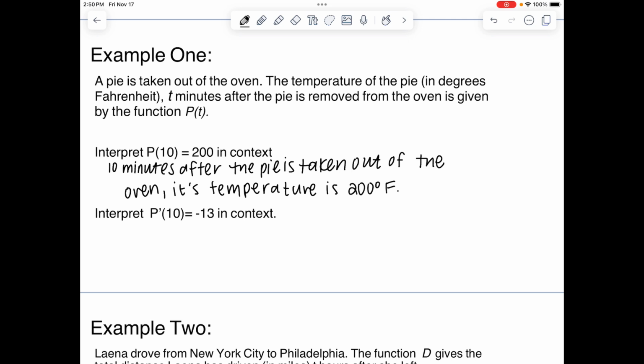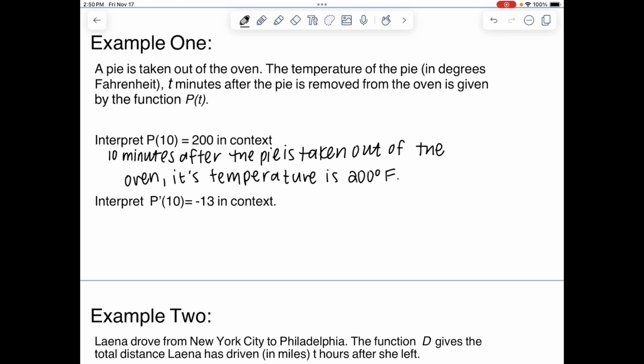But now what does it mean if I do p prime of 10 equals negative 13? So as I write this, I got to make sure I have all 4 things. I need to have my instant, my context, my rate of change, and my unit. So I normally start with my instant. So I'm going to say 10 minutes. I'm going to use the same thing I used in the last line. 10 minutes after the pie is taken out of the oven. So I've included right here, that's my instant.